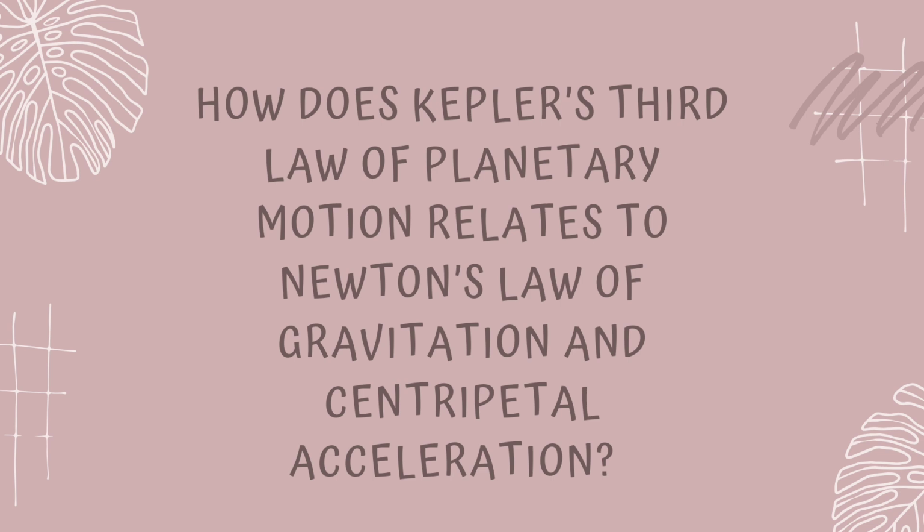So, to summarize, Kepler's third law describes a pattern, which is that planets that are farther from the Sun take longer to orbit. Newton's law of gravitation explains why that pattern exists by showing that gravity holds planets in orbit, and centripetal acceleration explains how gravity acts as the inward force needed for a planet's stable circular path.